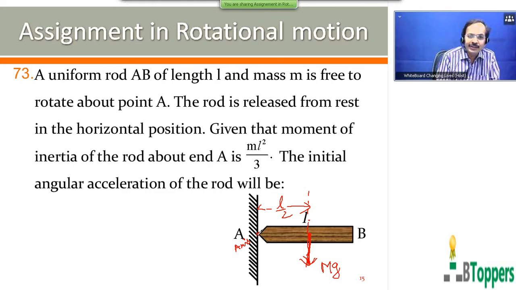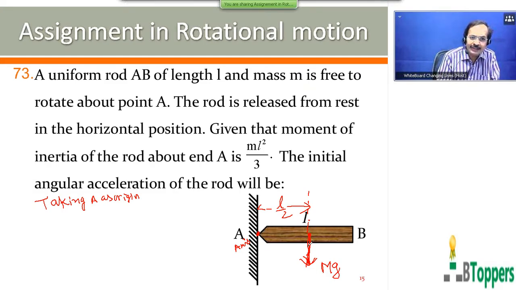the reaction forces, I mean the torque acting on the rod due to the reaction force exerted on the rod by the support at A about the A as origin will be 0. That means we are taking A as origin. So moment of the force acting on the rod at the point A about A will be 0.